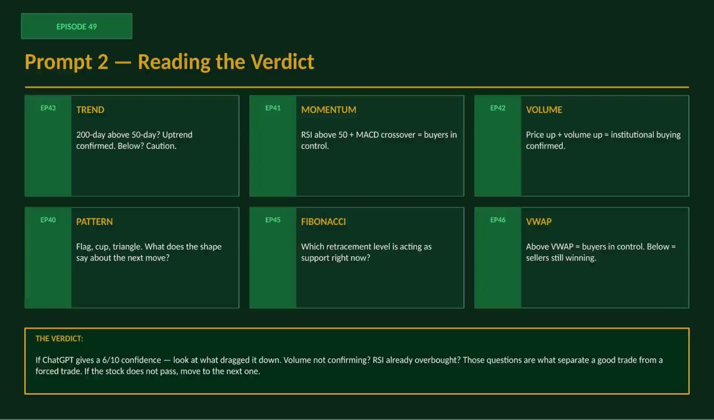When ChatGPT comes back with a verdict and a confidence score, you are not just taking its word. You are using it as a structured checklist. If it says bullish with a 6 out of 10, you look at what dragged the score down. Maybe volume was not confirming. Maybe RSI is already overbought. Those are the questions you want answered before you put money to work.